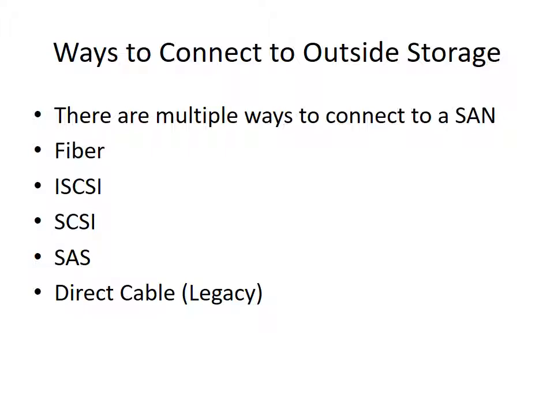Or you could connect up with a direct cable, which is kind of the legacy method of doing it. In that case, it's not technically a SAN because you're not addressing it over a network, but a direct cable allows you to directly connect one machine to one storage area network. So those are the main ways that you would connect to outside storage. And in this case, outside storage refers to storage outside of your physical machine.